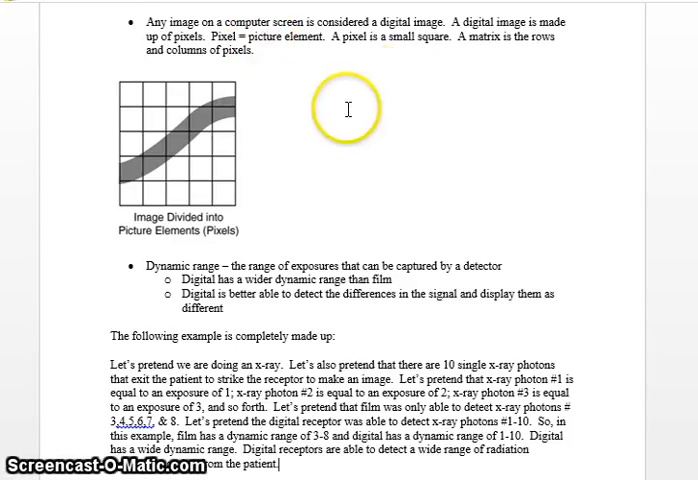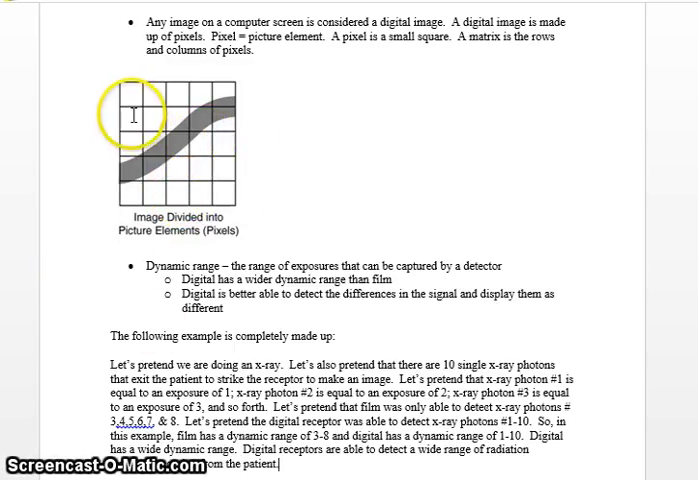A matrix refers to the rows and columns of pixels. So here, this black line is the image, and this large square is representing the monitor, and so this monitor is divided up into tiny little squares, which are the pixels, and the pixels are arranged in rows and columns, and that is considered the matrix.